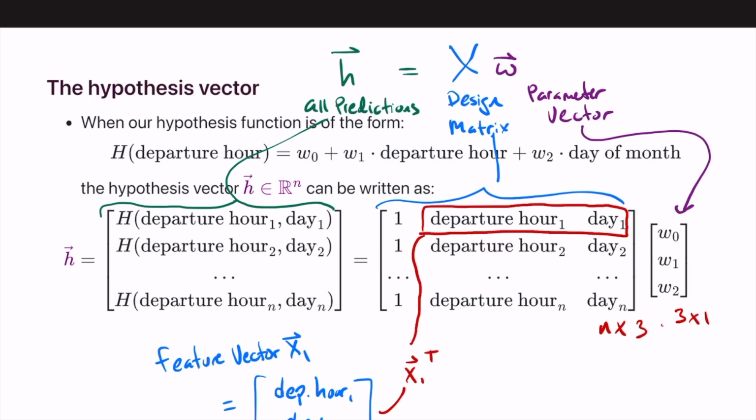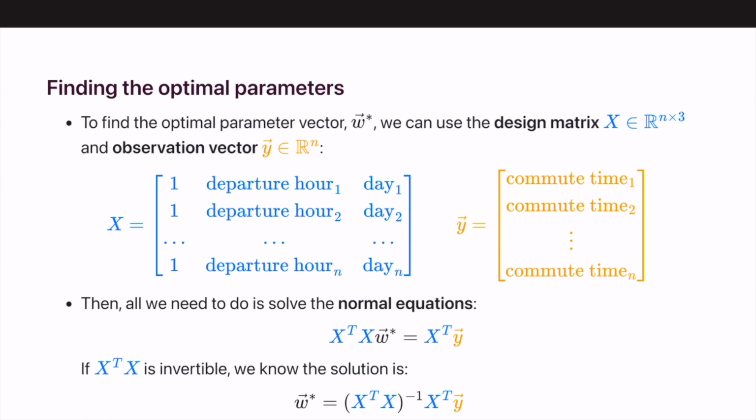The stuff that's changing that we're trying to find out are these weights, because then eventually when we get new data, departure hour Q and day Q, or something from the future, we're going to multiply those by our parameter vector, which are the weights that we learned, and that's how we'll get a new prediction for the future. And that's why we need to use the solution to the normal equations, that's how we get the W parameter vector. So that's important to keep in mind.